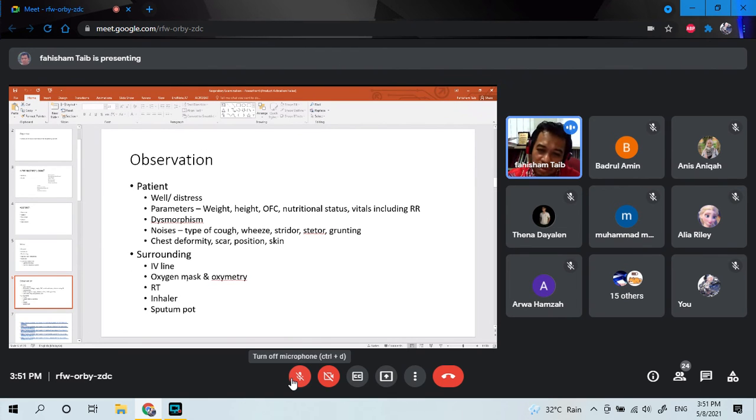Observation, I mentioned to you, is important for you to do before you listen, to look for clues of the problems. If the child is failure to thrive, then you kind of know we're doing a respiratory examination on a child with failure to thrive. So there must be some other underlying respiratory disease that might affect the nutrition of the child. Look for deformity, look for scars, and look at the surroundings, if there's any clue that might be related to the case itself.